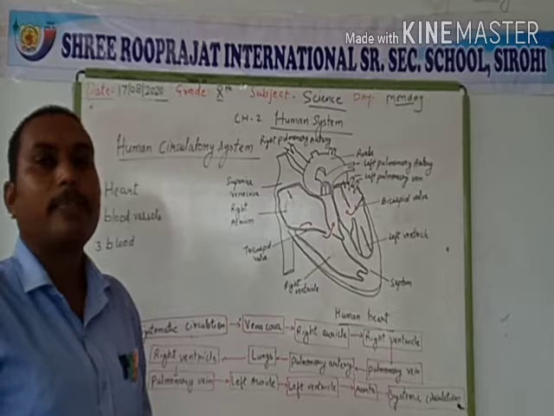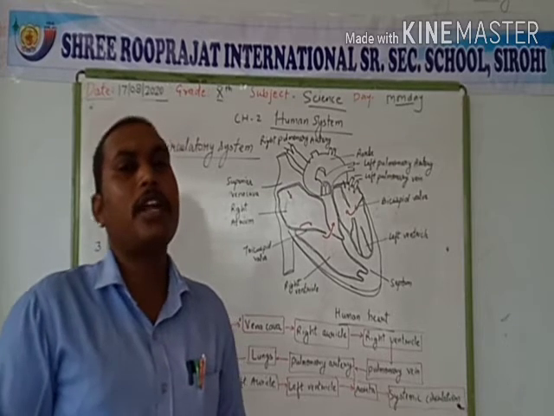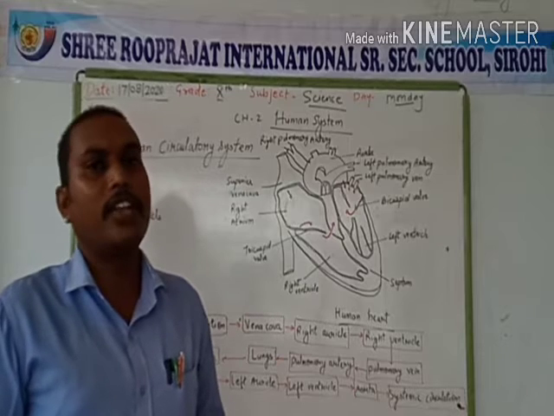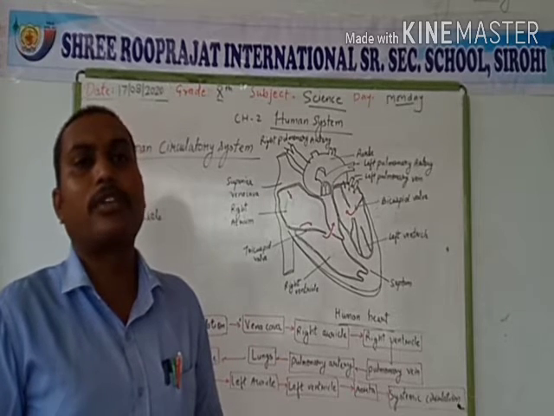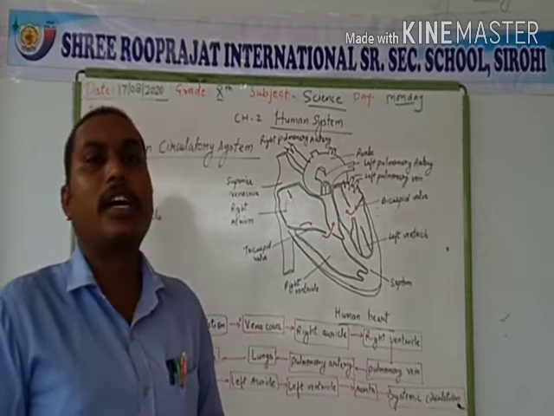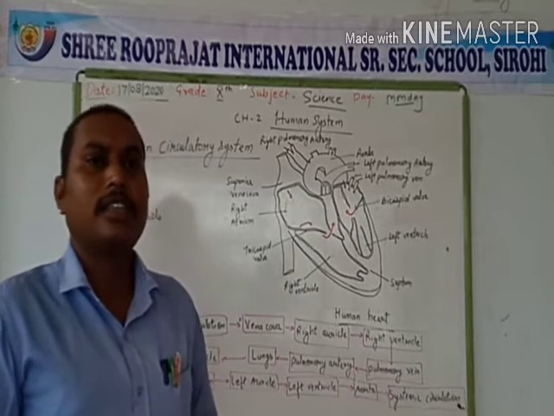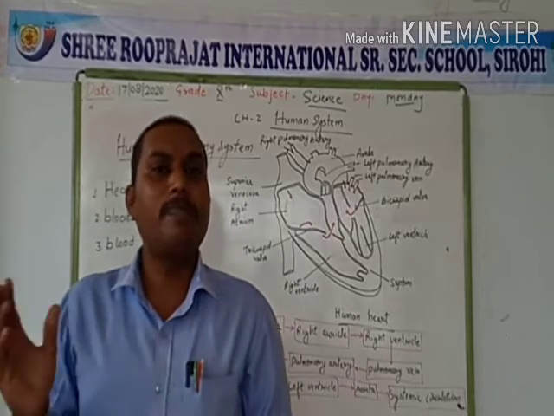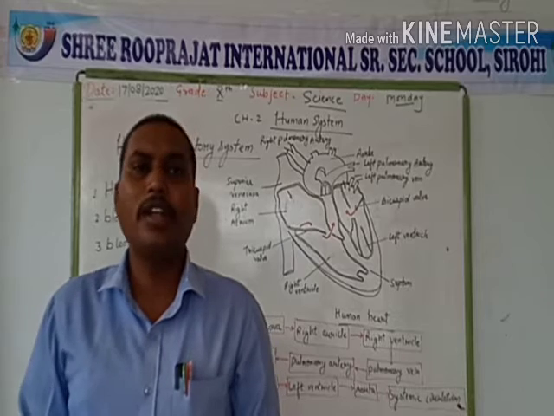Next, there are four chambers in our heart. The upper two chambers are known as atria and the lower two chambers are known as ventricles. The left part of the heart contains the pure blood and the right part of the heart contains the impure blood.